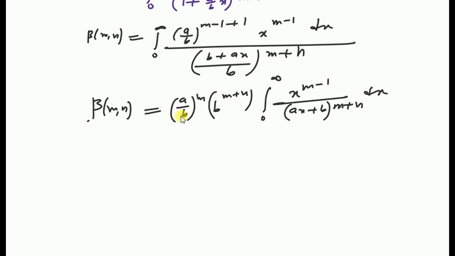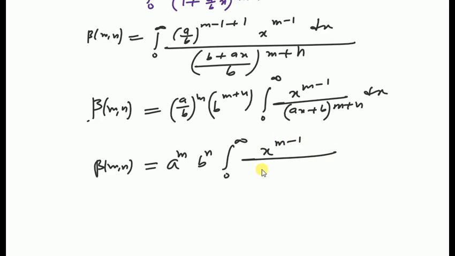Okay, now let's see, b power m here, and here also b power m is there, and b power m cancels, and what I left here will be here. So a power m and b power n, 0 to infinity x power m minus 1 by (ax plus b) whole power m plus n into dx. Okay, so very easily done, quite easily done. Okay, thank you guys, I hope you understood.